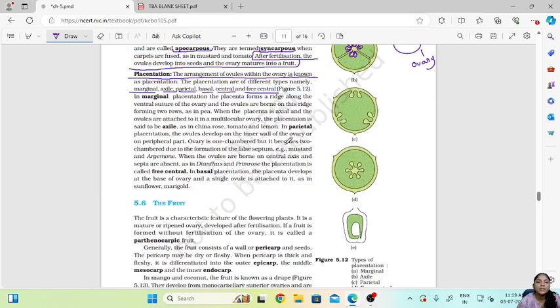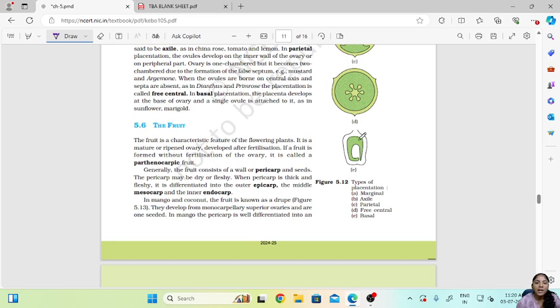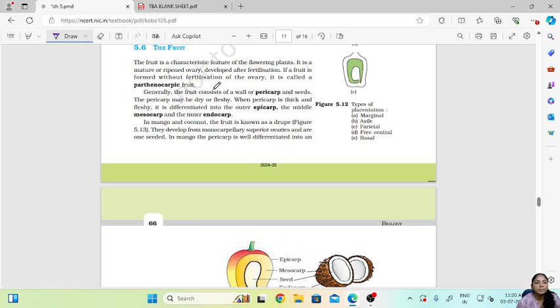Then in parietal placentation, the ovules develop on the inner wall of the ovary or on the peripheral part. So this is the peripheral type of placentation. Then we have the free central, in which the ovules are free and positioned in the center. And last we have the basal placentation, wherein the placenta develops at the base of the ovary and a single ovule is attached to it.